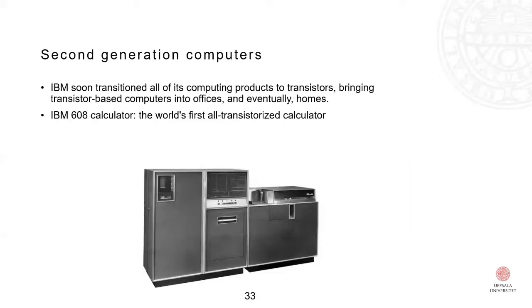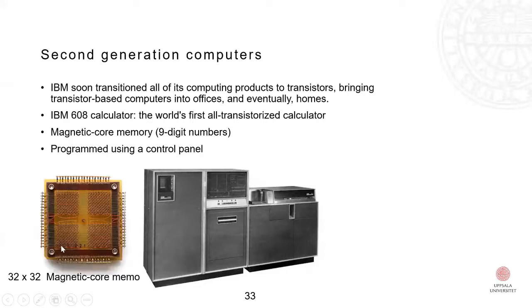Let's see some of the computers in this generation. IBM soon transitioned after the invention of transistors. It transitioned all of its computing products to transistors. And it actually brought transistor-based computers into offices and eventually homes. In this generation, we still don't have PCs at homes, but the trend started at this generation. One of the very famous machines of IBM was the IBM 608 calculator, which was the world's first all-transistor calculator. You see, it was still too big, but not as big as a room.